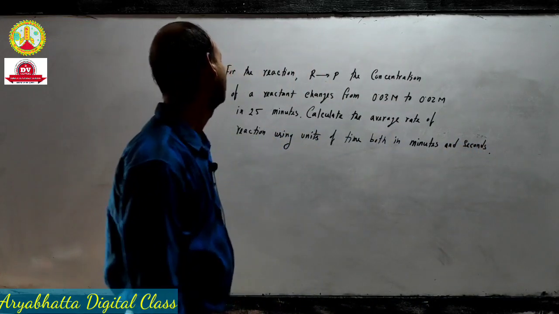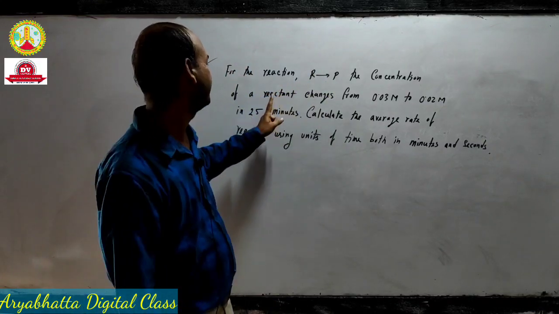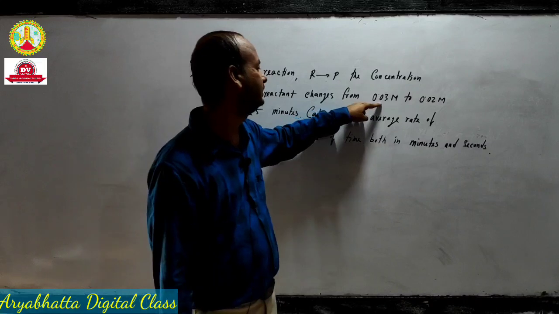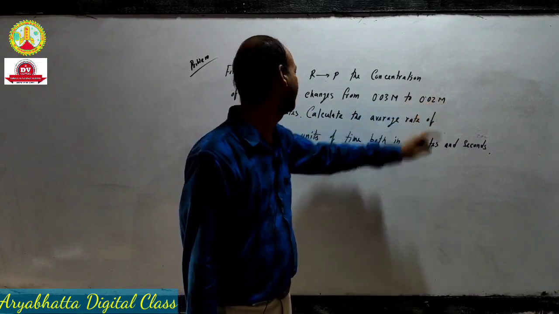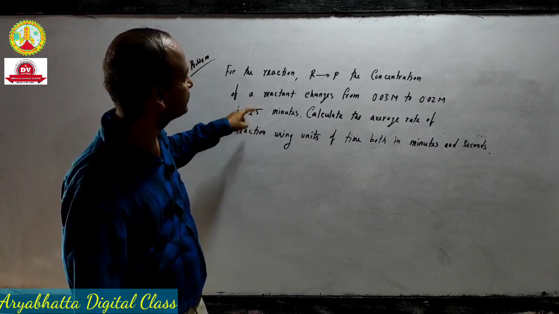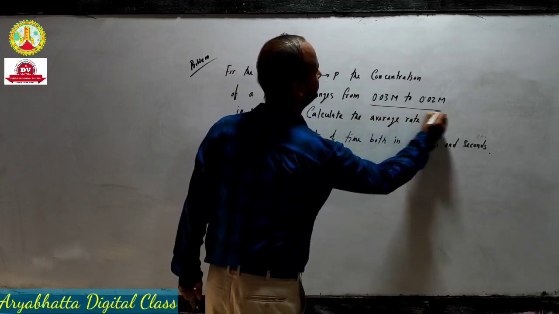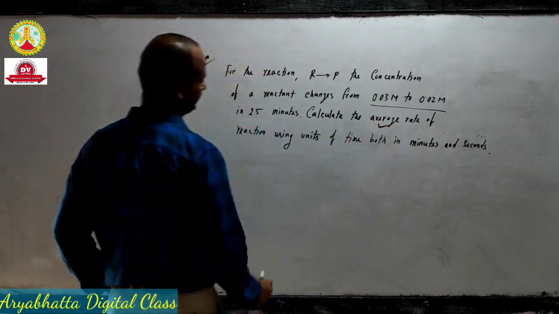students, let's see the question. For this reaction, R to P, the concentration of the reactant changes from 0.03 M to 0.02 M in 25 minutes. In 25 minutes, concentration of the reactant changes from this to this. Okay, you are going to calculate the average rate of the reaction.